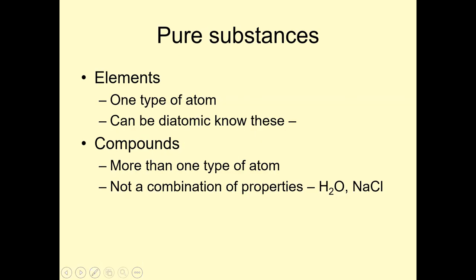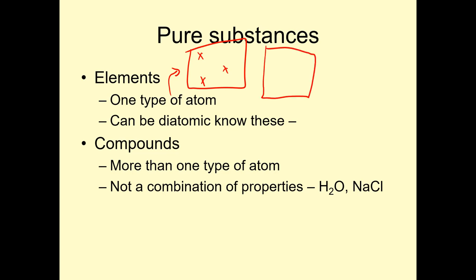Okay, pure substances. Elements, one type of atom. In a drawing, what that will look like will be X, X, X. Okay, and X's are my elements. They can be diatomic, okay? So it could also be like this. I'm going to do O's for my diatomic ones. See how I have the same size O? I'm telling you that because they don't really look that much.